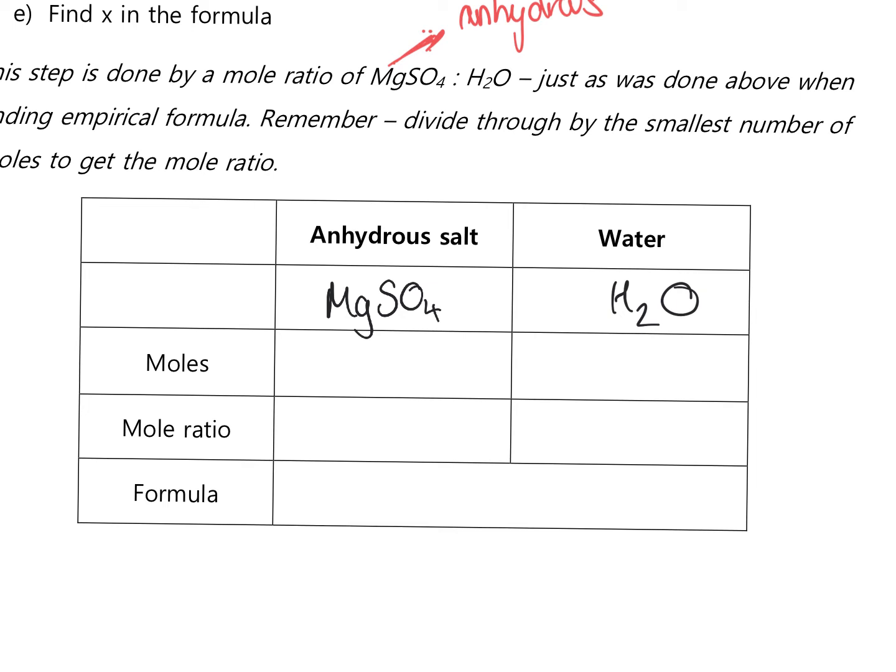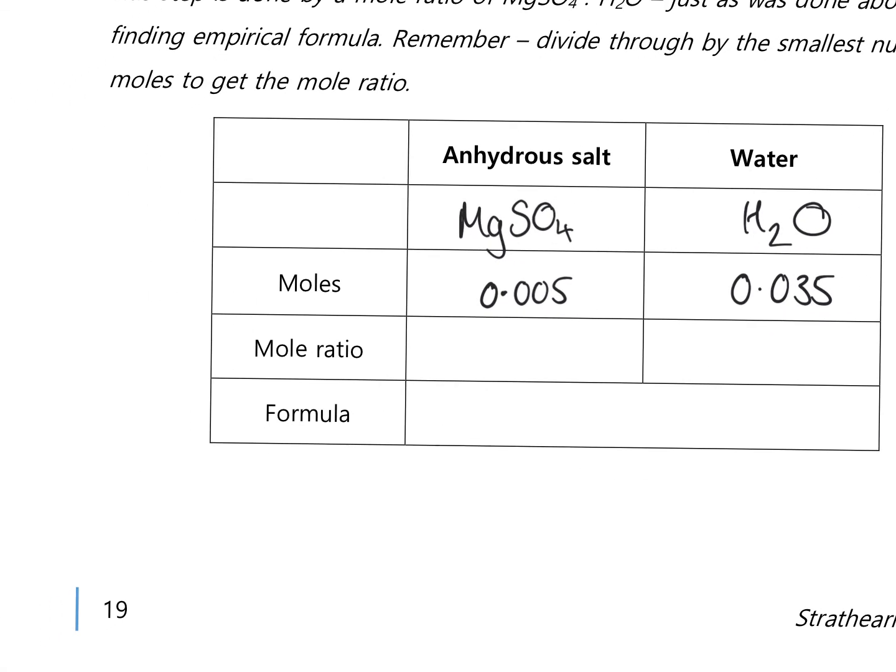So whatever number we get as our ratio for water, that will be our number of water of crystallization. Moles of magnesium sulfate, we worked out as 0.005, or 5 times 10 to the minus 3, whatever way you've written that as. Moles of water, we've just worked out as 0.035. How do we get our mole ratio? We'll go back to your method if you can't remember, but we said we divide by the smallest number of moles. What is that in this case? Well, it should actually always be the moles of your anhydrous salt if you've done the calculation correctly.